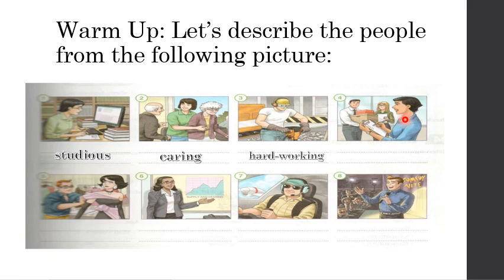How about this woman? What do you think is she doing? Or what do you think is she? Can you describe her? All right. Based on what she's doing, we can describe her as organized. Okay. As you see, she's checking the works of her subordinates. Okay. She is organized.